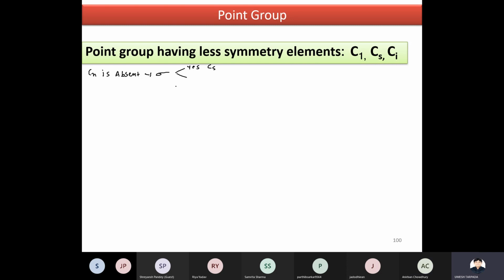ऐसा जरूरी नहीं है कि I एब्सेंट होना चाहिए. I प्रेजेंट भी हो सकता है, एब्सेंट भी हो सकता है. बट सिग्मा प्लेन इज देयर, then priority is given to sigma plane. So point group becomes CS. If it is absent, then you can have C1 and Ci. Next you go for checking I. If I is present, then point group is Ci. If I is absent, then point group is C1. That is rotation at 360. So every molecule has a C1 identity if other point groups are absent.